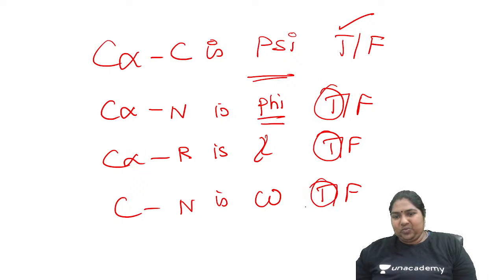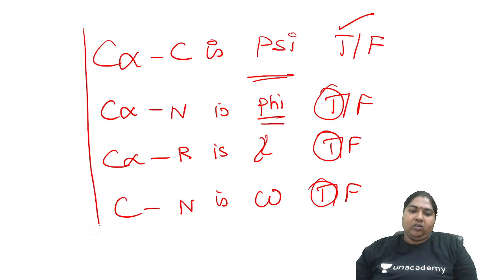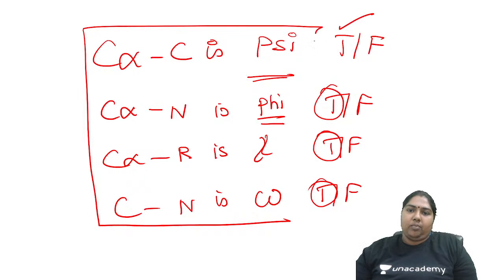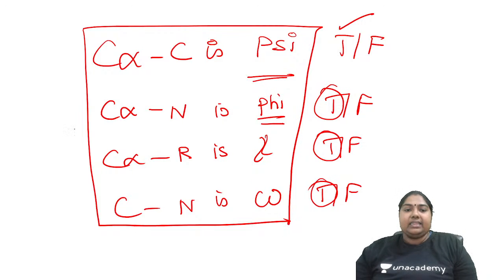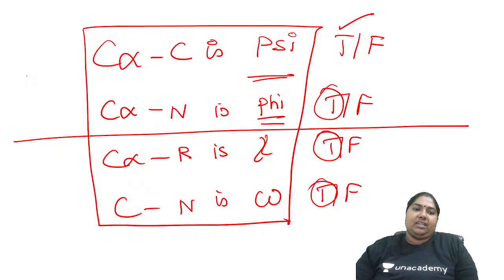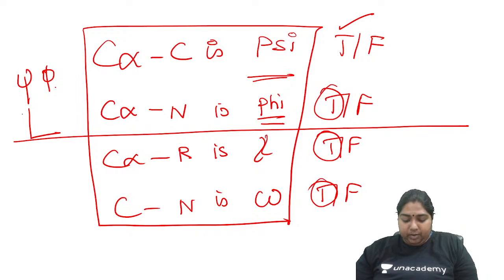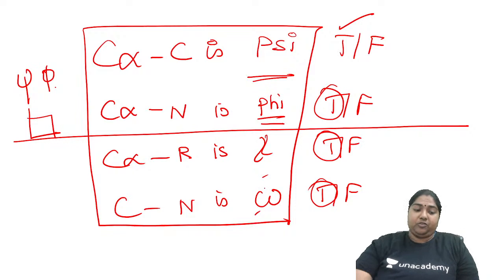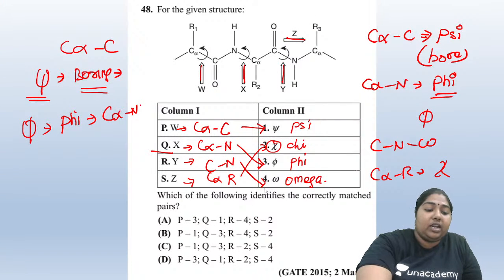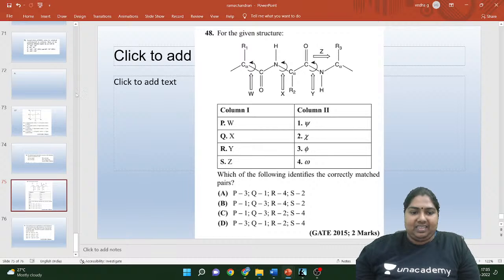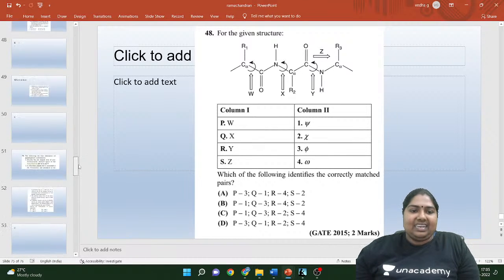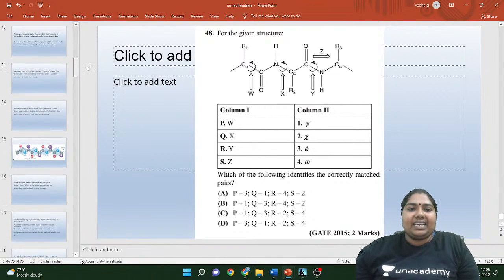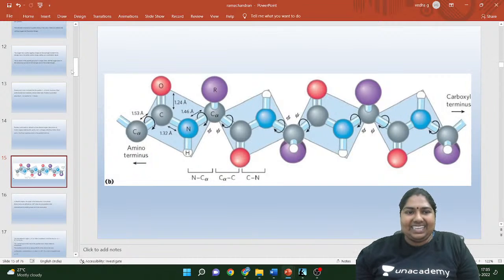Omega. True. Okay. So now these are the angles. Among these three, two are very, very important: one is psi, one is phi. These two are only going to be plotted to make the Ramachandran plot. Omega is going to be a rigid angle, which is not much preferred. So these two are only going to make up our Ramachandran plot. Clear? Right. Fine. Now we will take up one more important thing.